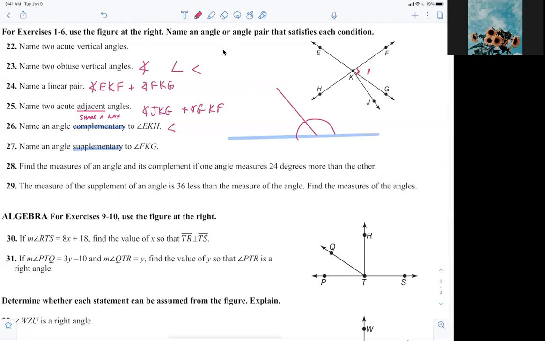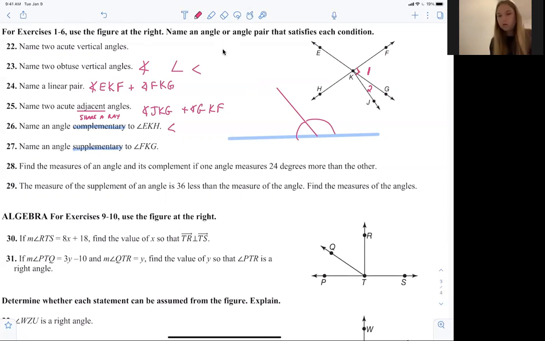So this right here, angle 1 and angle 2. FKG and GKJ are considered complementary, and they're also adjacent. All right. Now, supplementary. Give me two angles that add up to 180.